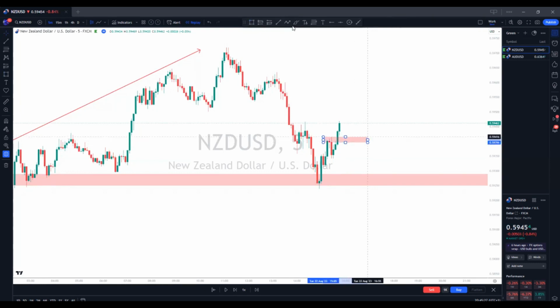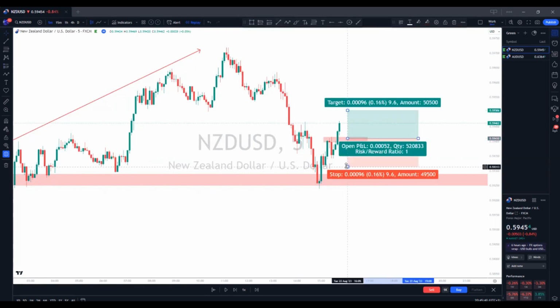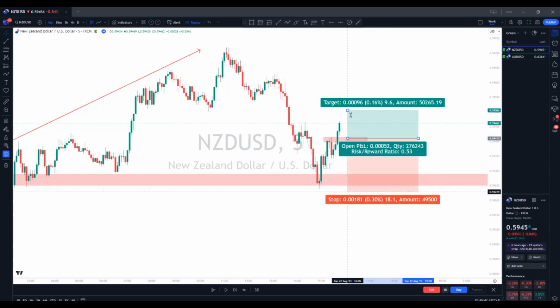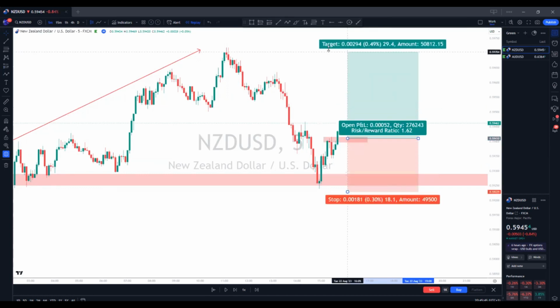That's where we're looking for price to come back to retest. Let's buy from there and ride it to the upside. So our entry point is going to be somewhere around here. Stop loss is going to be a few pips below here. And our target is going to be up here, not just a few pips. It's going to be up there.